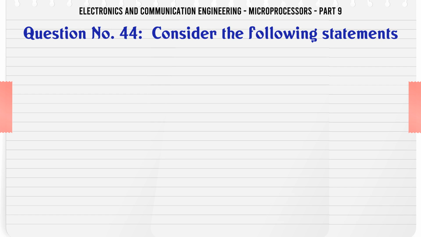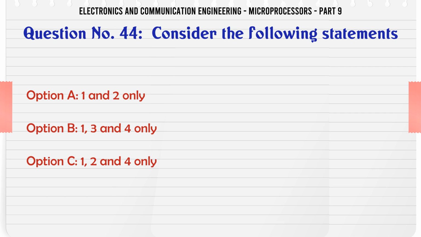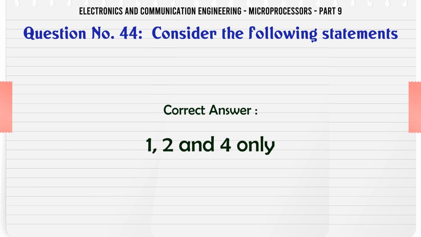Consider the following statements. A. 1 and 2 only. B. 1, 3 and 4 only. C. 1, 2 and 4 only. D. 2 and 4 only. The correct answer is 1, 2 and 4 only.